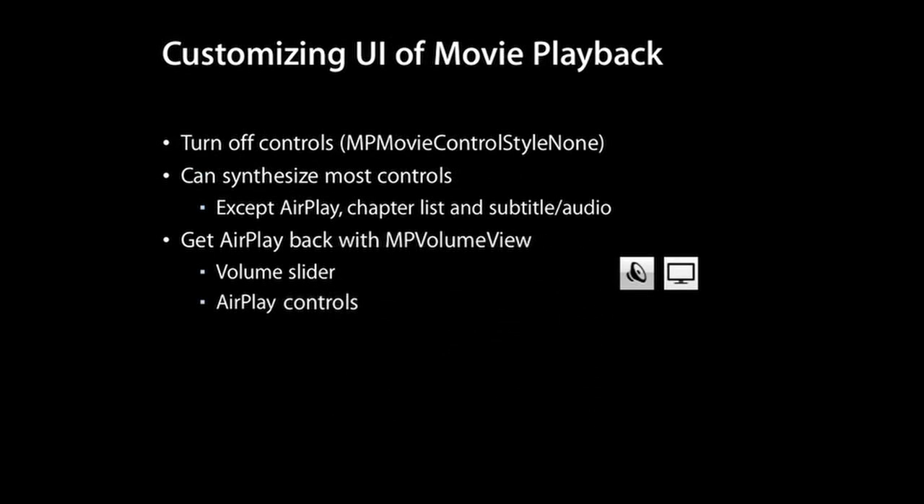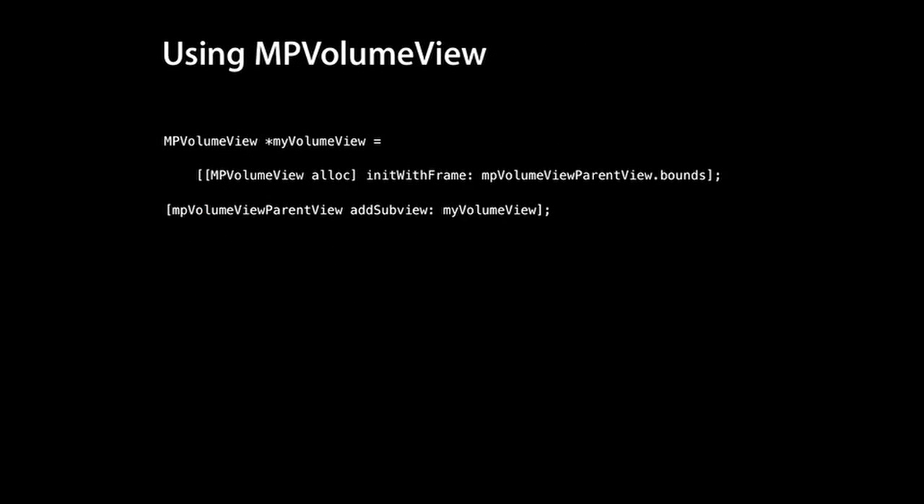In terms of customizing the UI for movie playback, really your only choice is to turn off the controls. You do that with the MPMovieControlStyleNone. Now you can resynthesize most of the controls. The exceptions are the AirPlay control, the subtitle and alternate audio button, and the chapter list. It is possible to get AirPlay by using the MPVolumeView class. This gives you a volume slider and an AirPlay button. Using the MPVolumeView is pretty straightforward. You allocate the class associating with the particular parent view's bounds and add it as a subview.